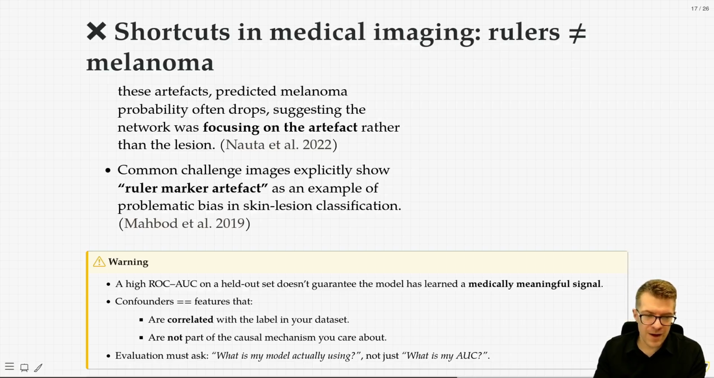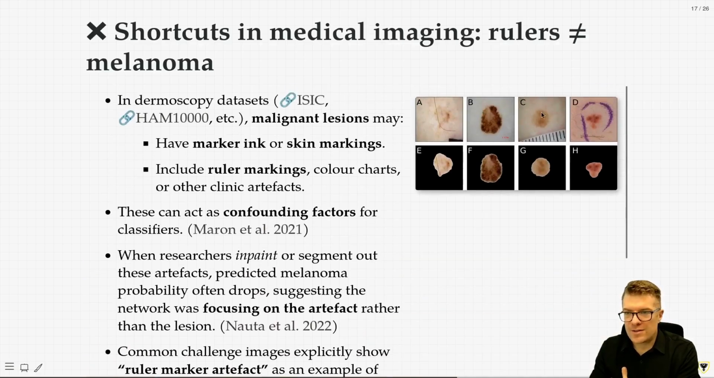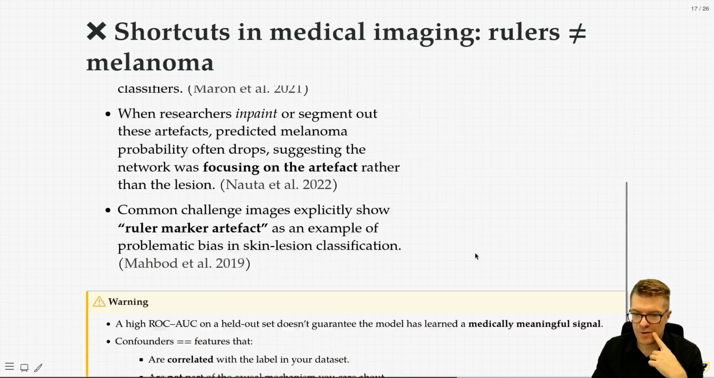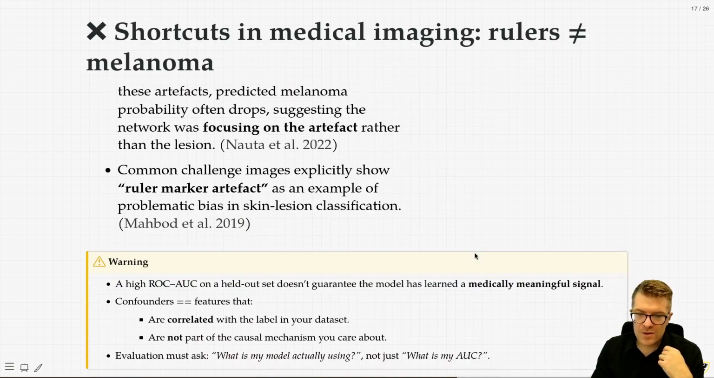These are called confounders. These are features that are highly correlated with your label, but are not necessarily part of the causal mechanism that you care about. You want to know that this skin lesion is malignant not because there's a ruler in it, but because of its shape and its other characteristics. So when you're evaluating things, it's important not to just satisfy yourself with your model getting high values, but to ask yourself, what is my model actually using, and not just what is my metric.